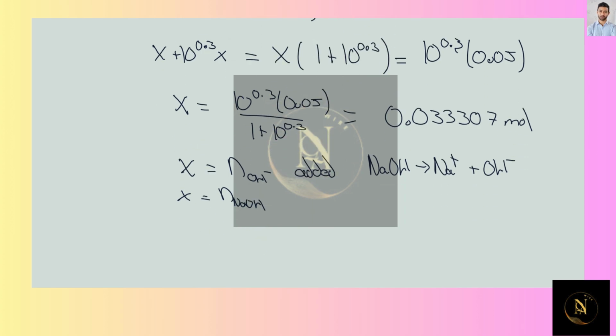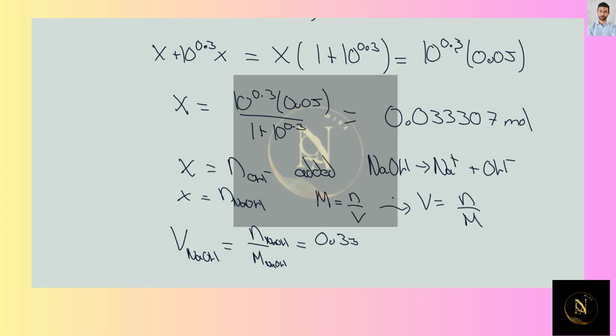Now, using the fact that molarity is equal to amount of mole divided by volume, the volume that we're going to require to add is equal to the amount of mole divided by molarity. Thus, the volume of sodium hydroxide is going to be equal to n divided by the molarity of the sodium hydroxide. This is 0.033307 mole. The molarity was 1 mole per liter. We have a 1 molar solution.